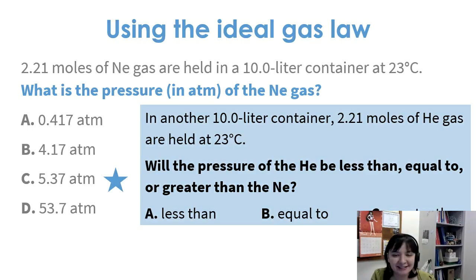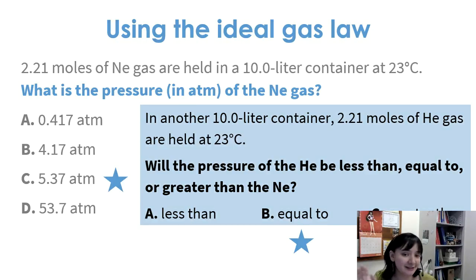All right, so hopefully you got equal to in this case. Nothing is really all that different between these two containers and these two gases. We have the same moles of each gas, even though neon has a larger molar mass than helium. It is a larger atom, but it doesn't really affect things.